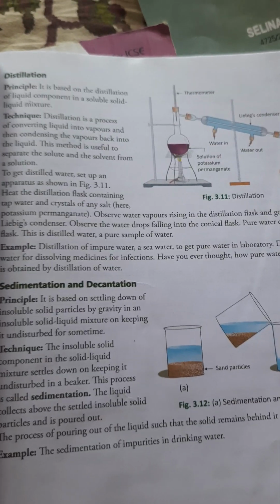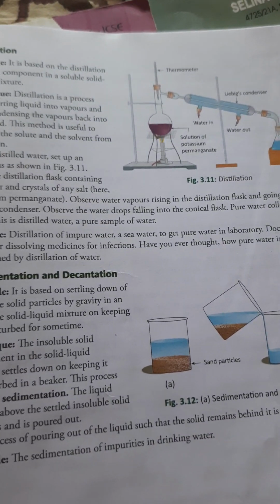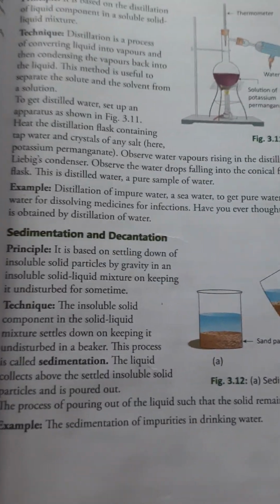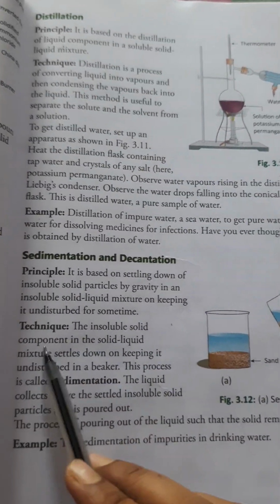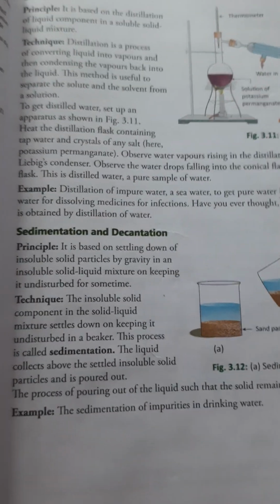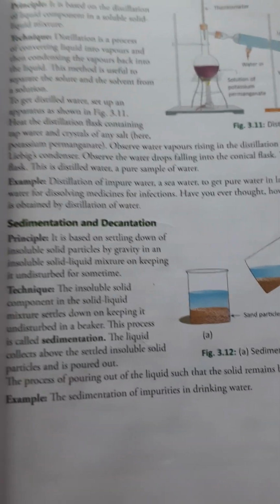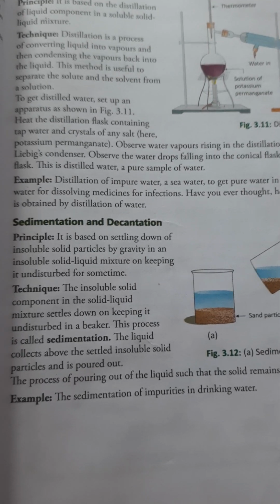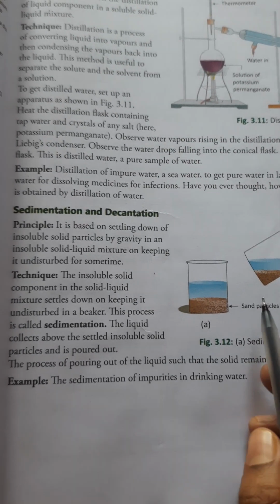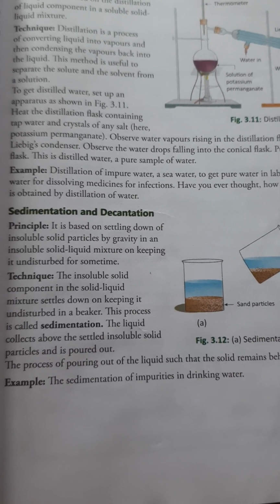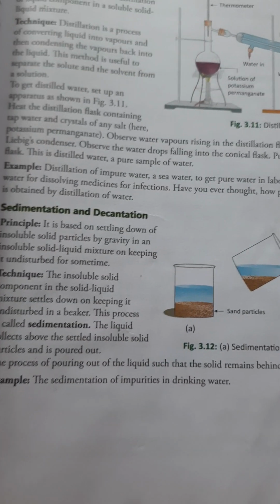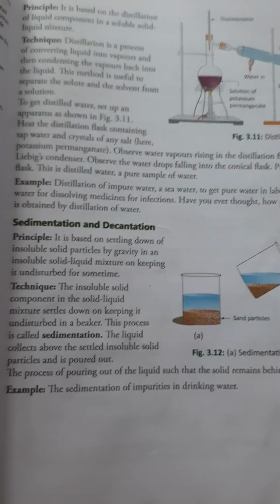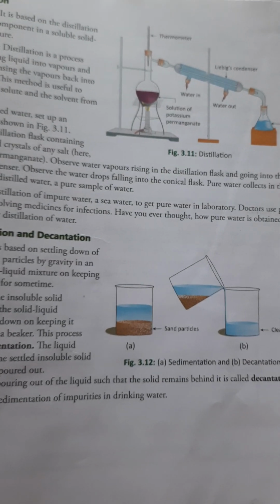What will be the examples of insoluble solid and liquid mixture? Sand, water. Stone, water, where stone means very finely divided stone. Now, technique. The insoluble solid component in the solid-liquid mixture settles down on keeping it undisturbed in a beaker. This process is called sedimentation. The liquid that collects above the settled insoluble solid particles is poured out. The process of pouring out the liquid such that the solid remains behind is called decantation.